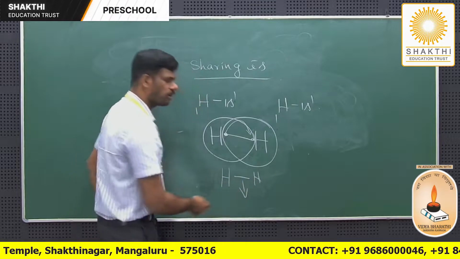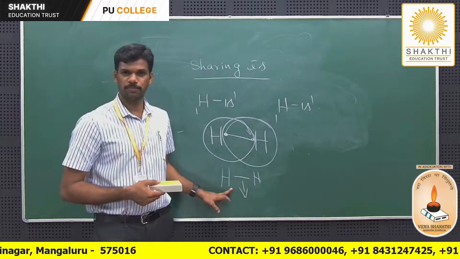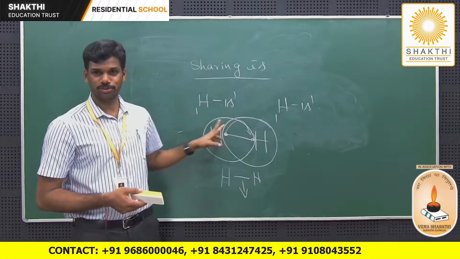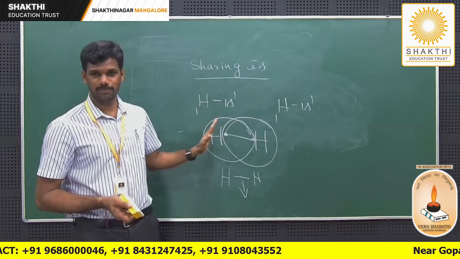Can you see this bond? This bond is called a covalent bond. So can I term this as sharing of electrons between the 2 atoms is called a covalent bond. Hope you are very clear.